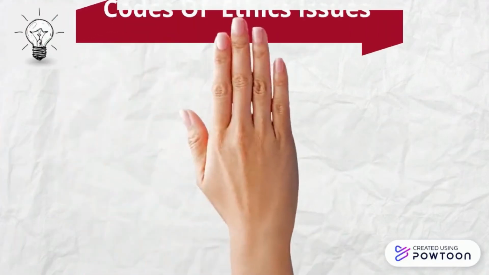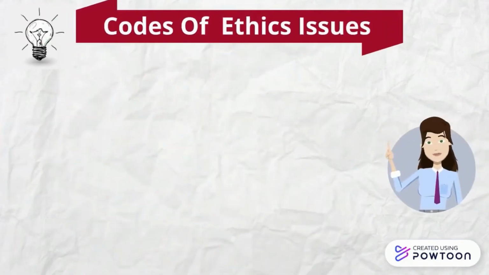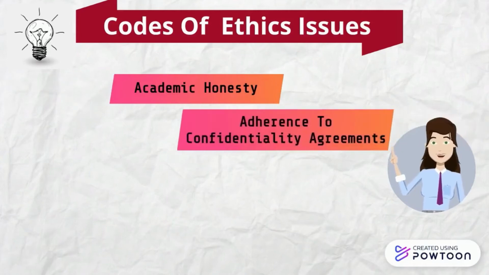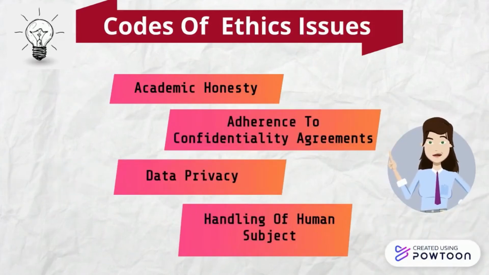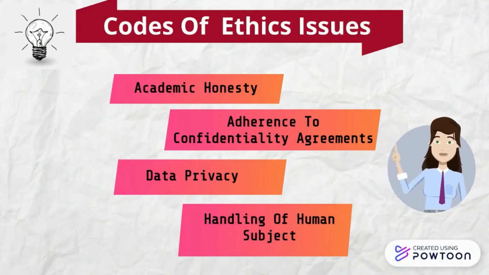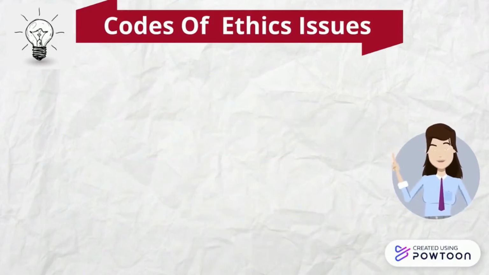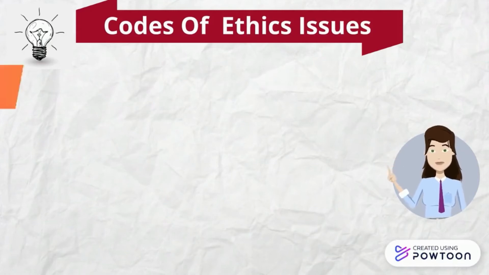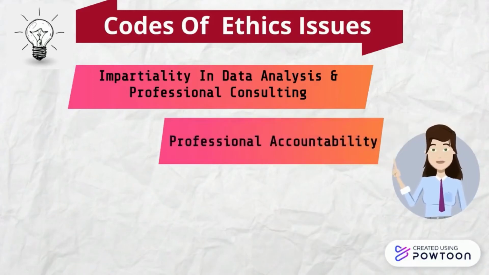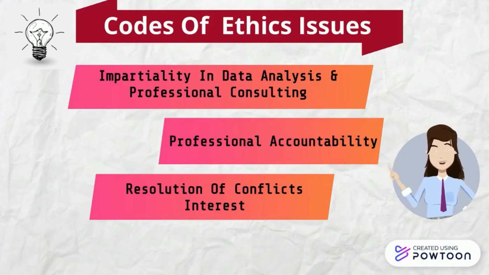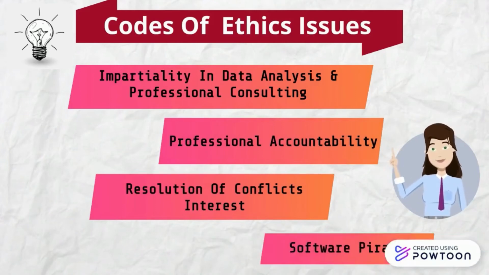Okay, right now we go to the codes of ethics issues. Codes of ethics are concerned with a range of issues including academic honesty, adherence to confidentiality agreements, data privacy, handling of human subjects. Other code of ethics issues are impartiality in data analysis and professional consulting, professional accountability, resolution of conflicts of interest, and the last one is software piracy.